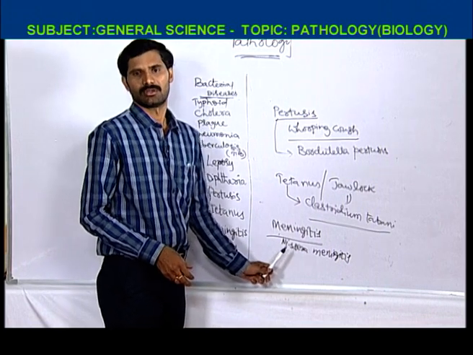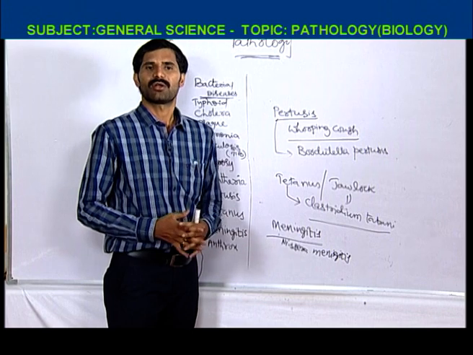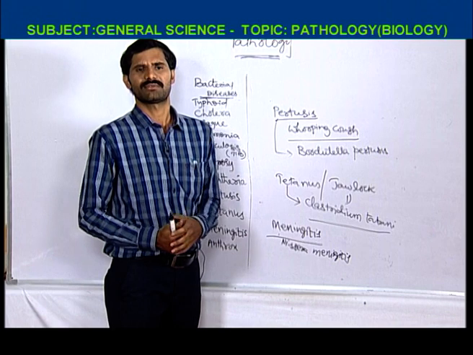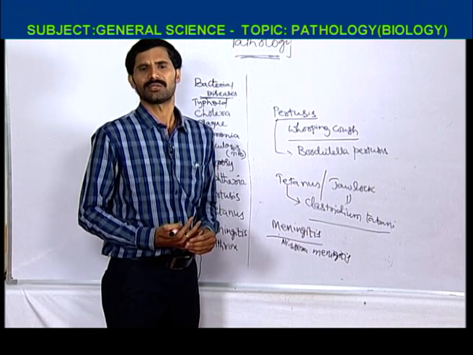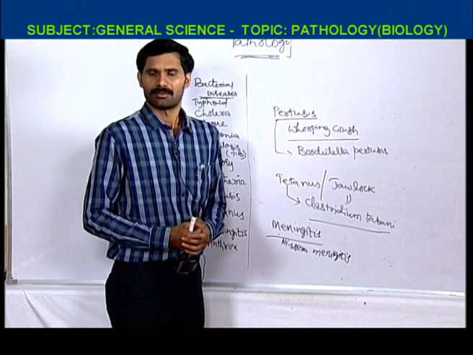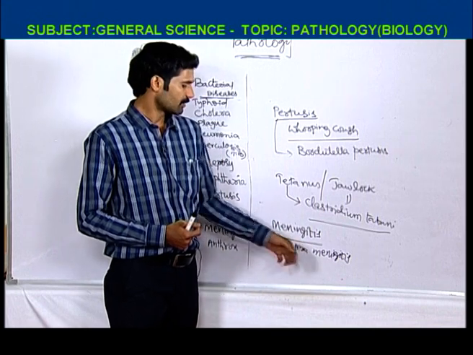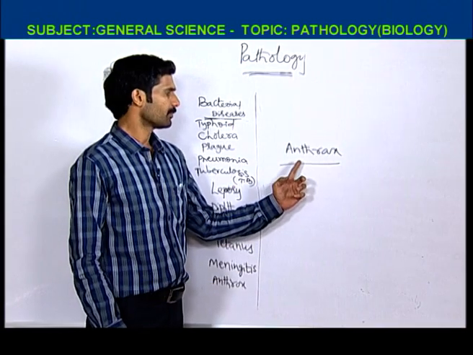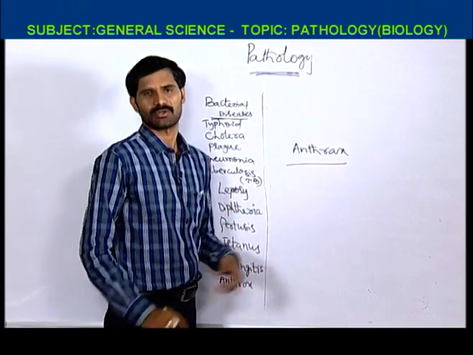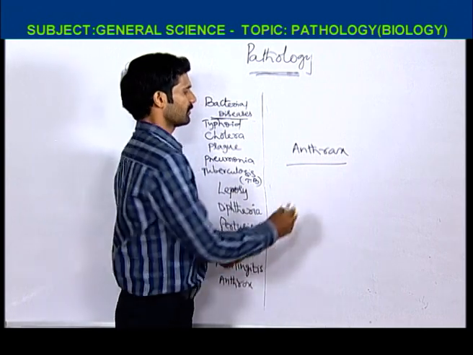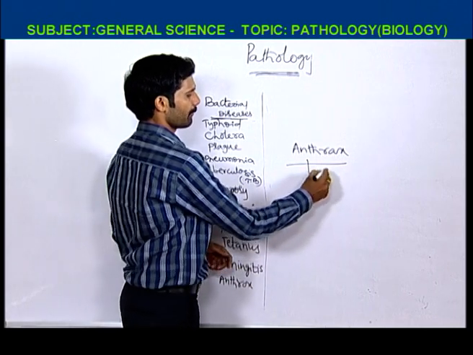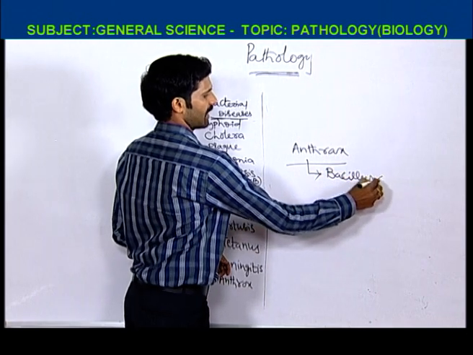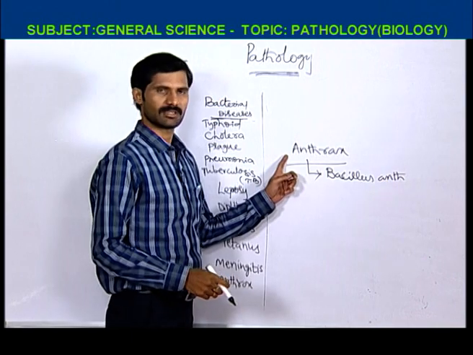A bacterial disease, no doubt. There is a question: which one of the following diseases is not a viral disease? Different diseases are given, like dengue, chikungunya and Zika, and another option, meningitis. Meningitis is a bacterial disease. And last, another important bacterial disease, anthrax, caused by Bacillus anthracis.